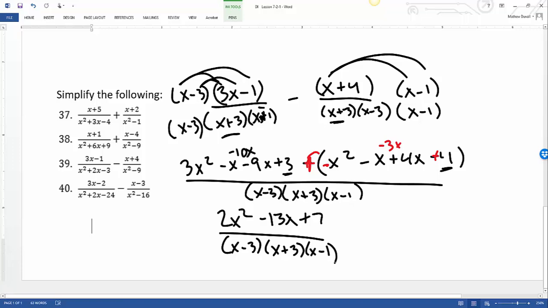Now, does this factor? Maybe. So a times c, you get 14. Factors of 14 that add to negative 13. So that's going to be negative 14 and positive 1, but that doesn't give me positive 14, right? Because if I multiply those, that gives me negative 14. So we can't. 2 and 7? No? Okay, so there's nothing we can do. This is our answer.